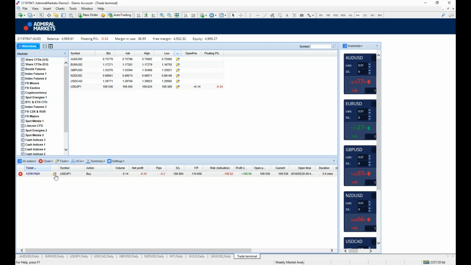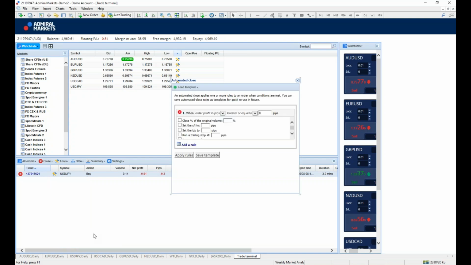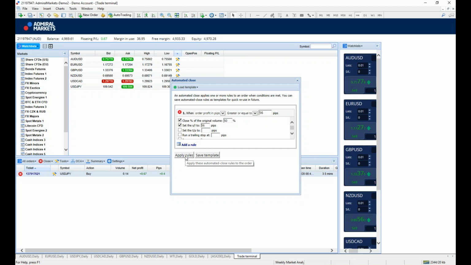I'll hit the little hammer sign here, then I go into automate close, and I'll go to create. When my order is greater than or equal to 56 pips, so let's make it 56, I click on close, and I want to close 50%. What I'm also going to do, if I do get to that level, is move my stop loss to break even. So whatever number I choose there, I choose here, so 56, and it will move my stop to my entry level.